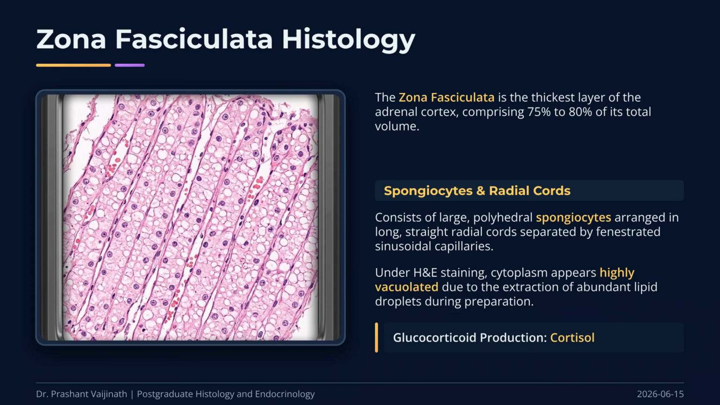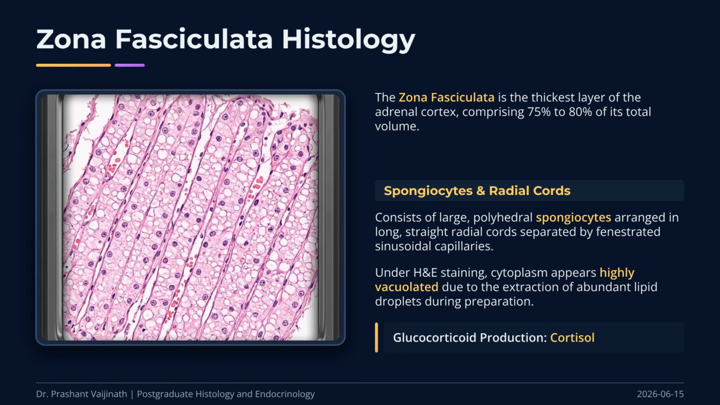The zona fasciculata constitutes nearly 75 to 80% of the total adrenal cortex. Histologically, it is composed of large polyhedral cells known as spongiocytes. These cells are arranged in long, straight cords that extend radially from the zona glomerulosa toward the adrenal medulla. The cells appear pale and vacuolated under the microscope because they contain abundant lipid droplets that are removed during tissue processing. These lipid droplets contain cholesterol, which serves as the precursor for steroid hormone synthesis.